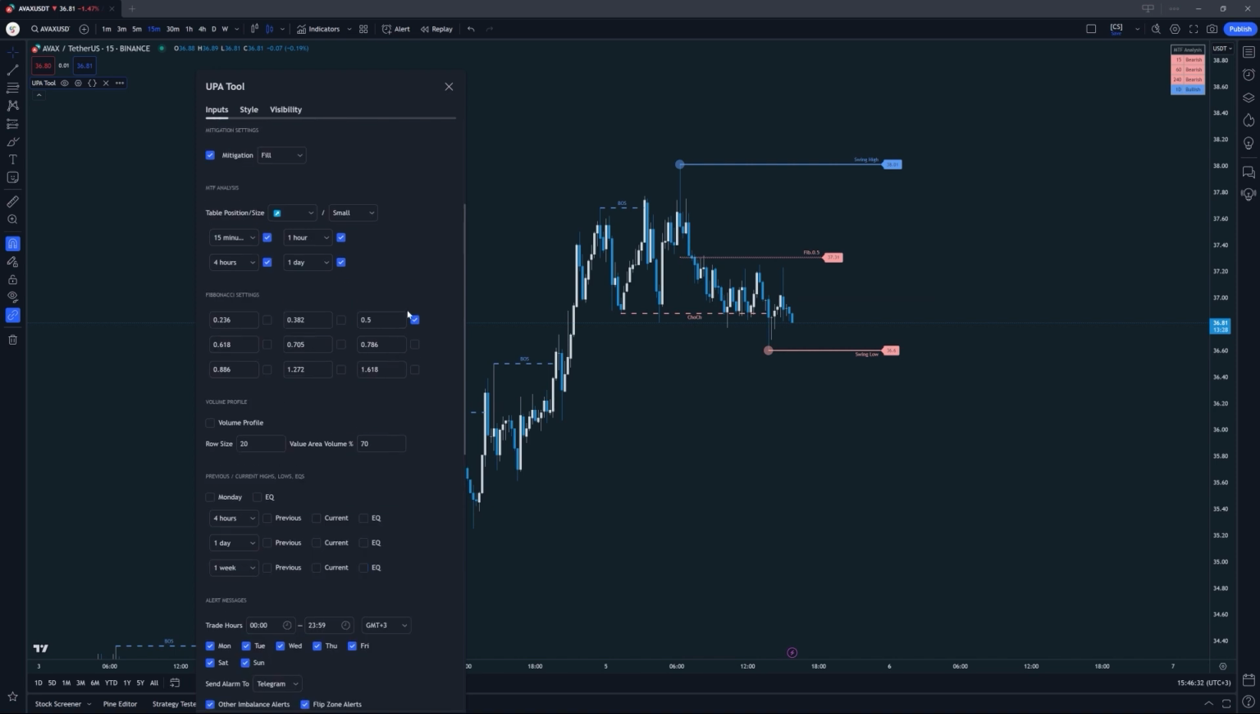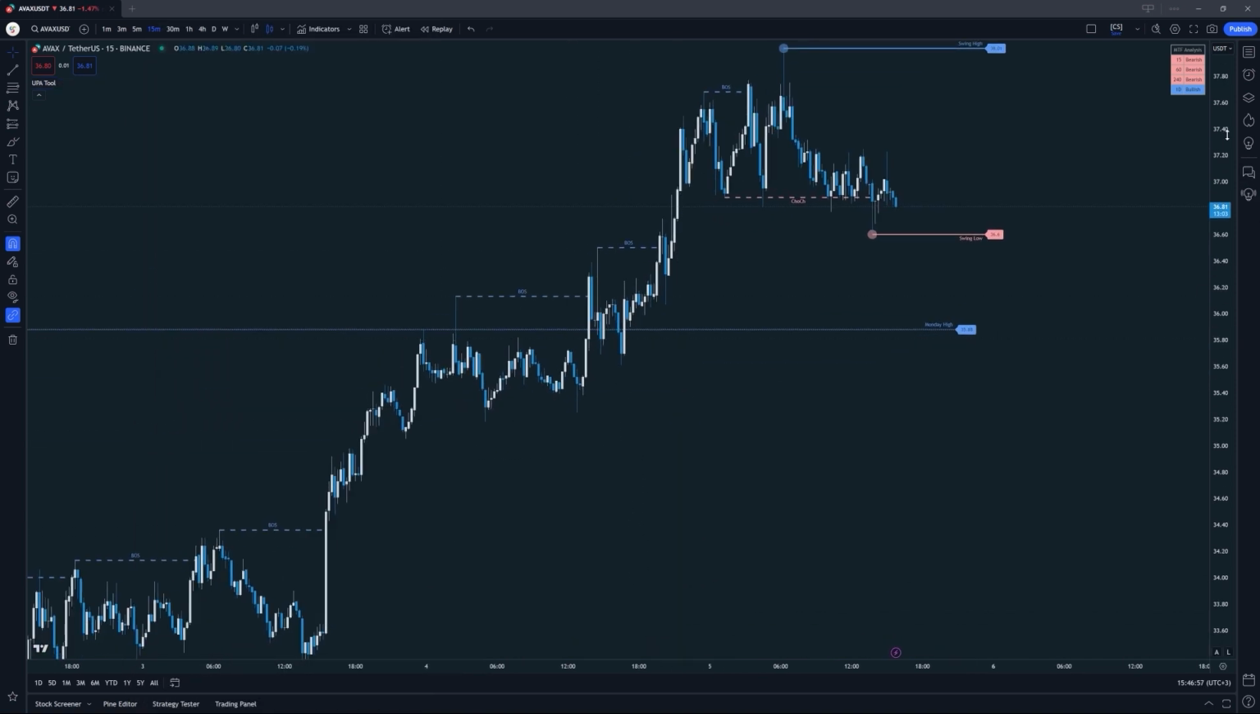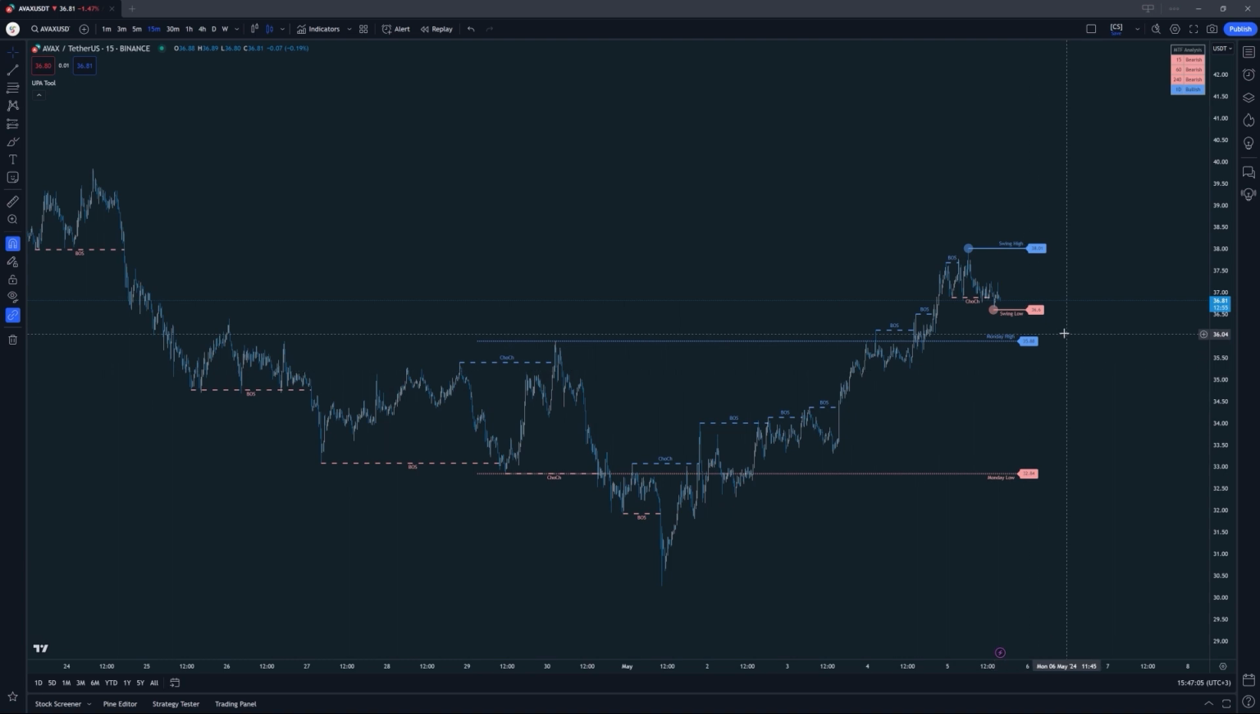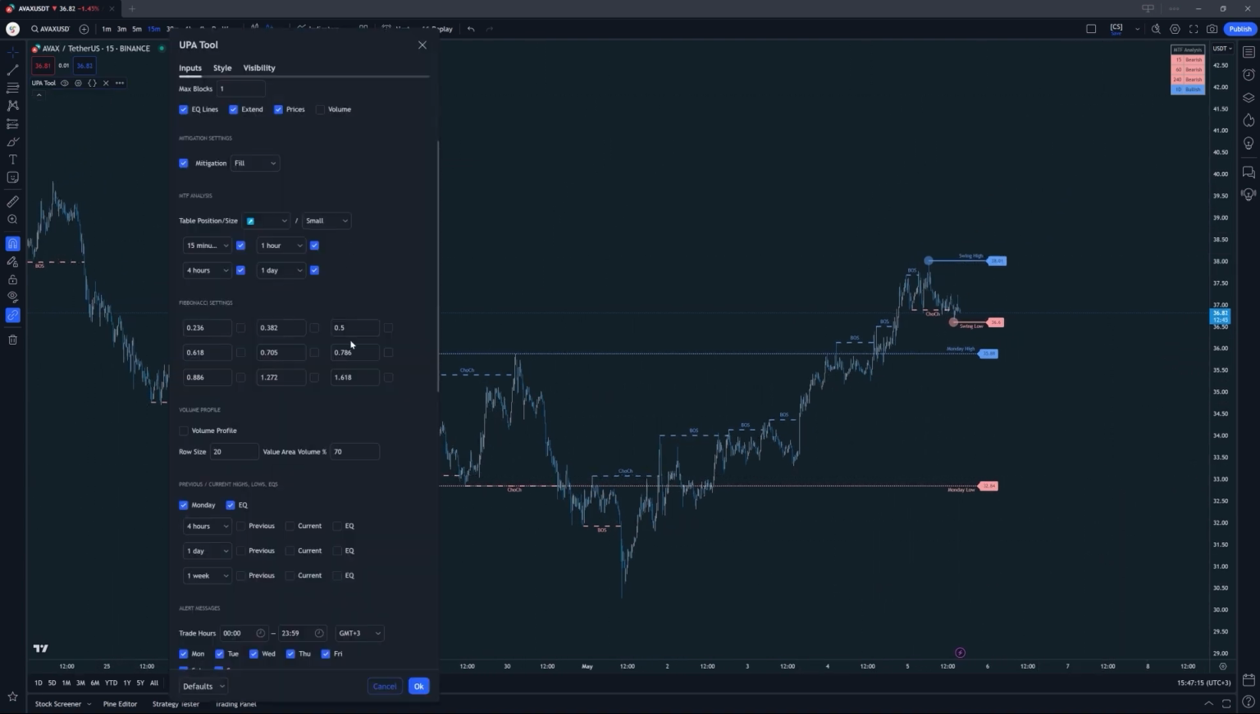Another feature of ours, first of all, let me close Fibonacci. Another feature is the ability to observe the previous and current high, low, and EQ points of the market. When we click on Monday, it gives us the Monday range. We can observe it now in our graph. Our Monday high point and Monday low point appeared on our chart. Clicking on the EQ point will give us the midpoint of this range.